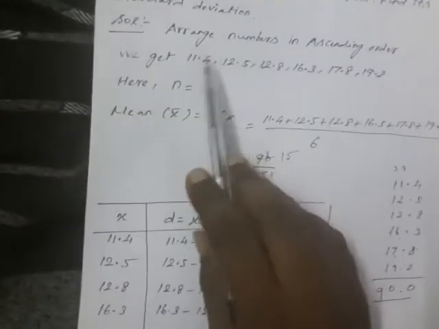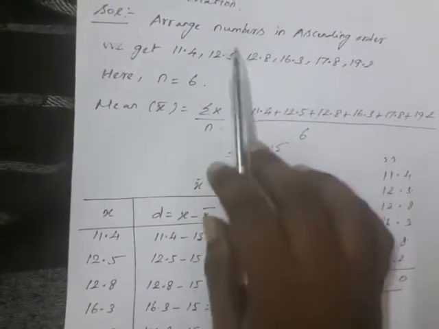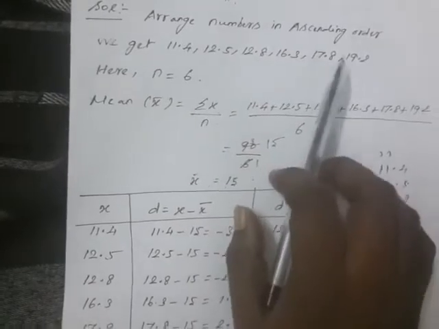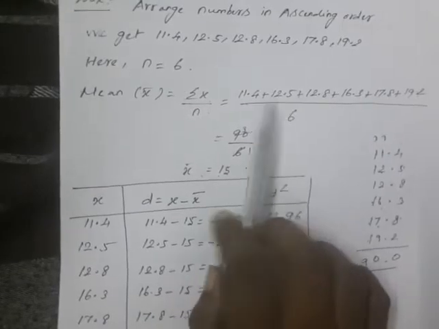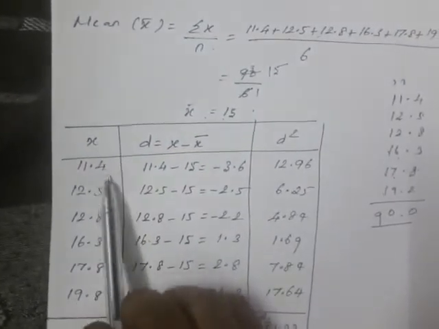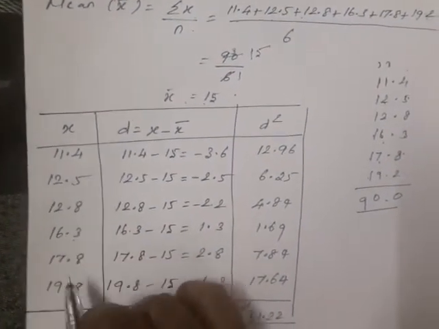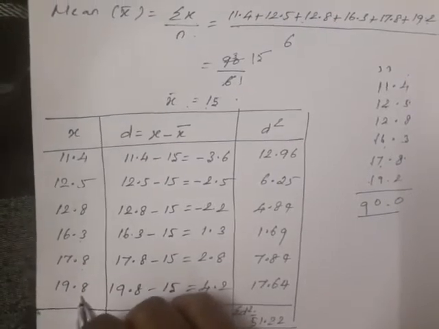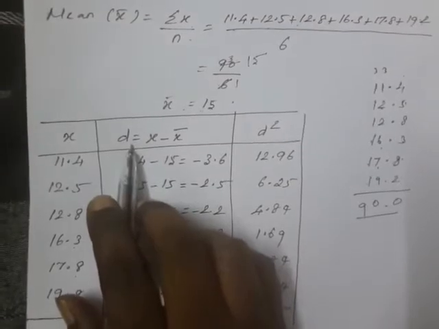So now we found the mean value. First again I will say, the given numbers you have to write in ascending order. Next you have to add the given numbers and divide by the number of observations to find the mean. The next x values are the given values: 11.4, 12.5, 12.8, 16.3, 17.8, 19.8. Here I have to use the d value, the mean method.